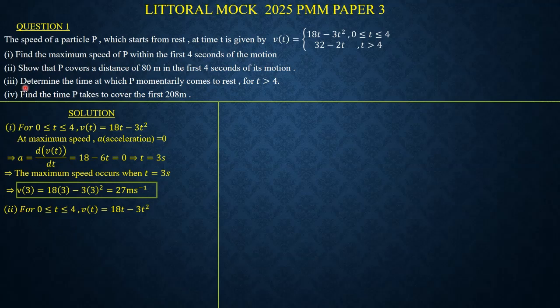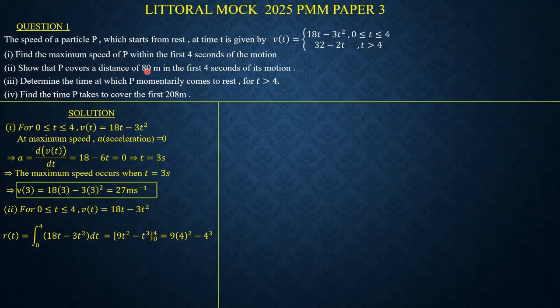So we know that what? We want to show that P covers the distance of 80 meters in the first 4 seconds of its motion. But we know that what? For the first 4 seconds of the motion, the speed actually corresponds to what? The speed is actually equal to 18t minus 3t squared. Now, we know that what? We want to show that P covers the distance of 80 meters in the first 4 seconds. Now, what are we looking for? It simply means this 80 meters will actually correspond to the distance.